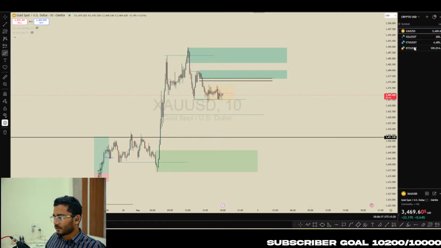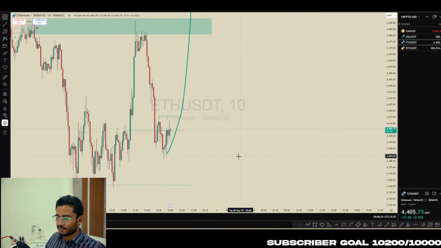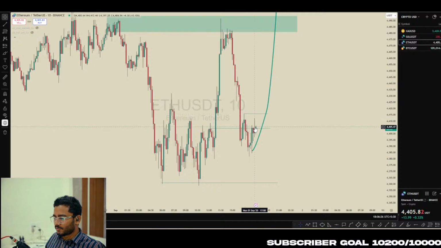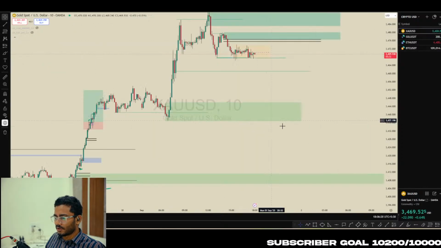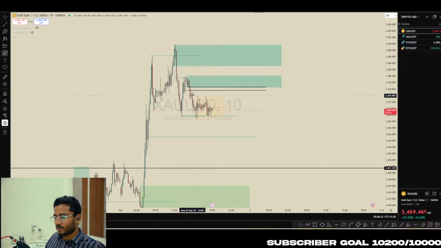So on BTC, I'm looking for a buy side entry in continuation. For Ethereum, it should break this high and then look for continuation. And for gold, the momentum is to the downside.